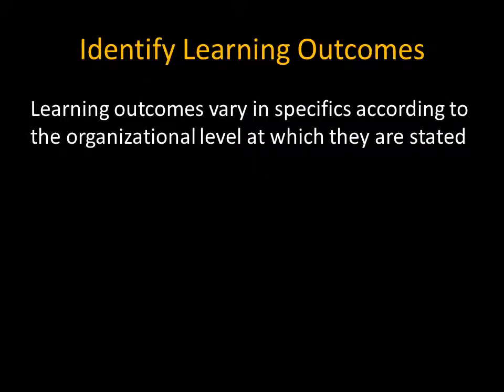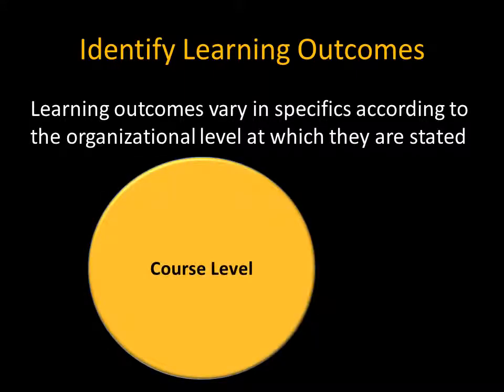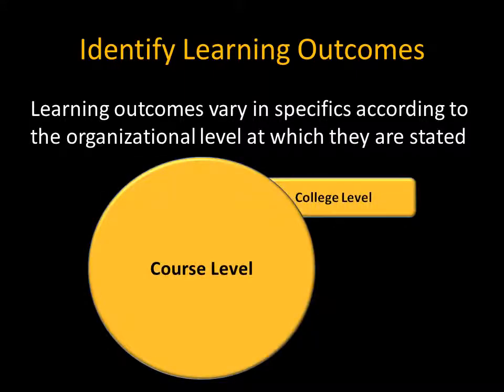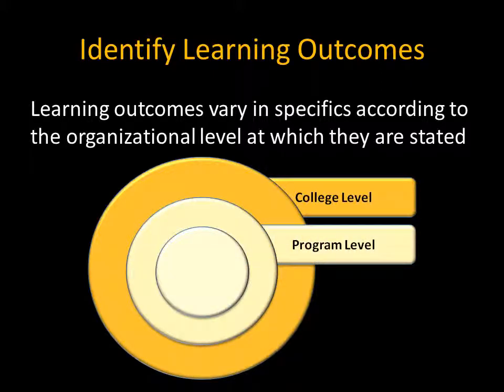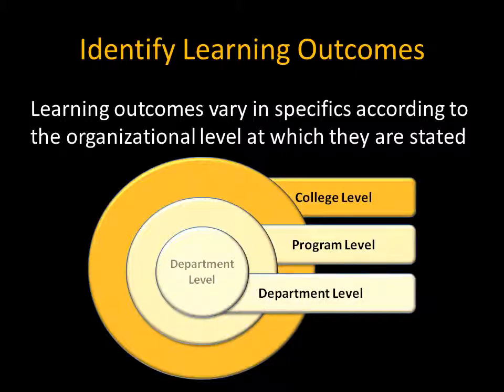Learning outcomes are stated at varying levels depending on the organizational level to which they're attached. Course outcomes will be much more specific than college learning outcomes, which will be stated in more general terms. Taking additional time to ensure that learning outcomes are clear and appropriate can pay significant dividends for instructors.